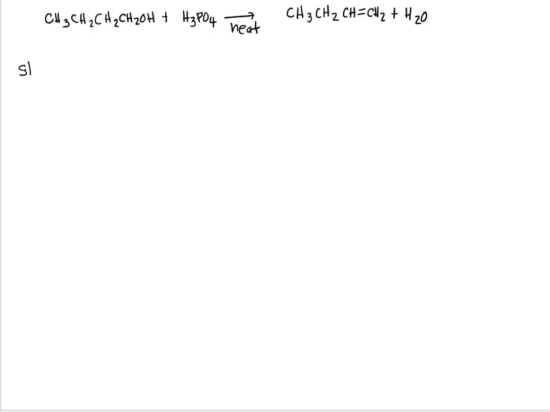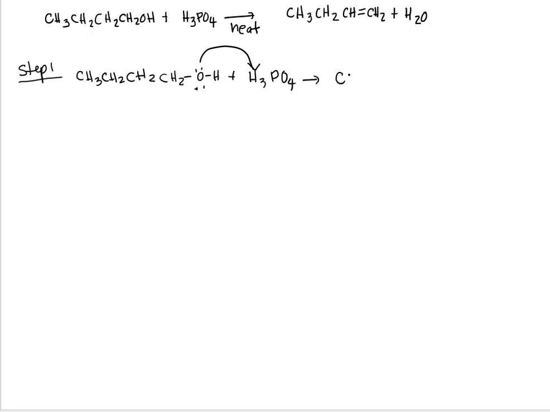Okay, step one is where the acid protonates the oxygen on the alcohol. So CH3, CH2, CH2, CH2OH. I am going to draw the two lone pairs on that oxygen on the alcohol plus H3PO4. Phosphoric is an acid. It's a weak acid, but it's an acid nonetheless. So one of the lone pairs on the O grabs an H off of H3PO4.